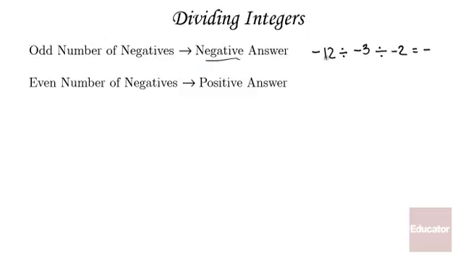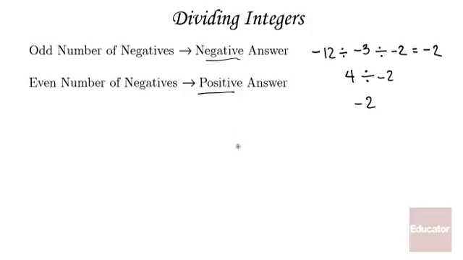Let's check it out. 12 divided by 3 is 4. So here at this point, a negative divided by a negative gives me a positive 4. And then a positive divided by a negative will give me a negative. 4 divided by 2 is 2. So when you have an odd number of negatives, your answer is negative. When you have an even number of negatives, your answer is going to be positive.